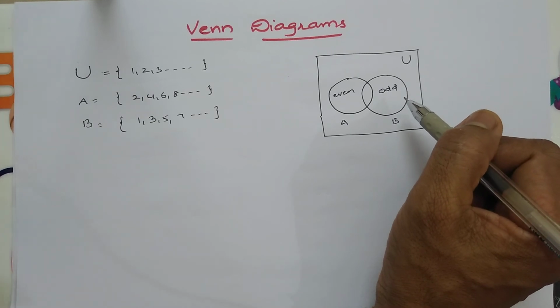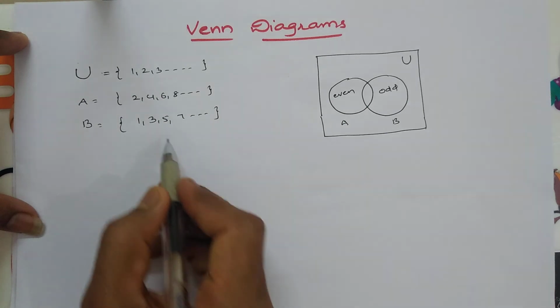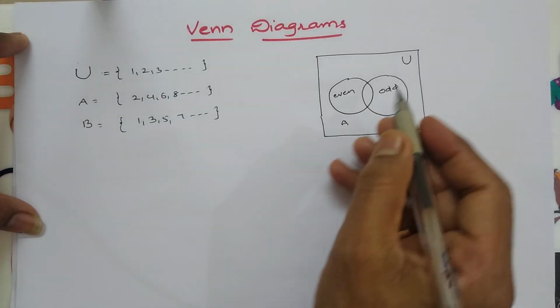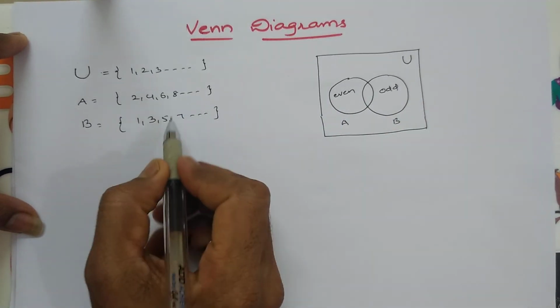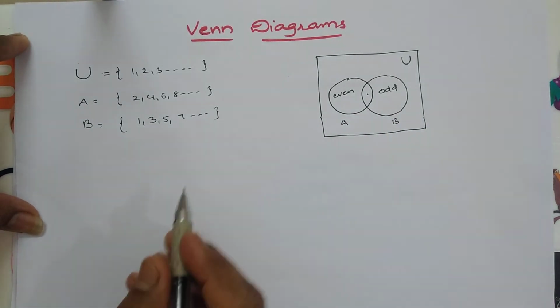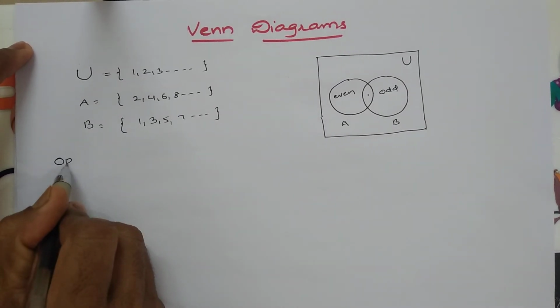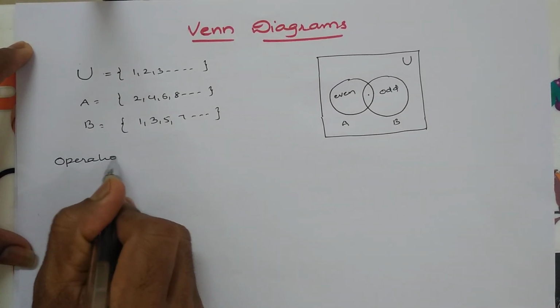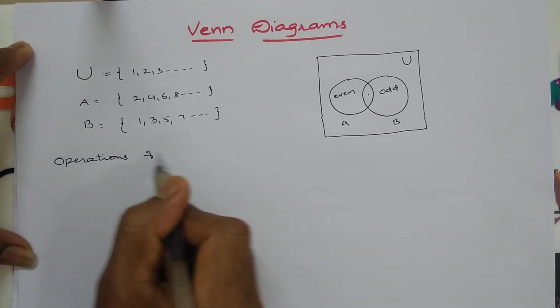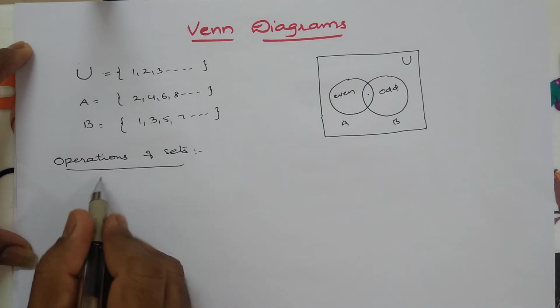So when you represent these elements in a Venn diagram, you write them like this, and whatever the common elements are will be written over here. For even and odd there are no common elements, so this will be empty. Okay, so now we'll discuss operations of sets.